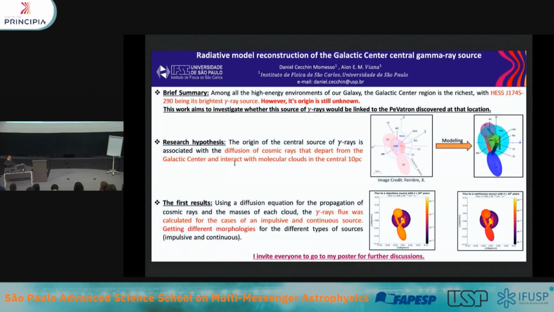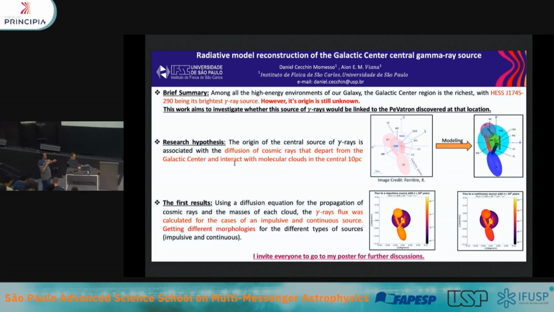So, to do this, my research hypothesis is that the origin of the central source of the gamma rays is associated with the diffusion of the cosmic rays that depart from the galaxy center and interact with molecular clouds in the central 10 parsecs. So, basically, to implement this hypothesis, I got a 3D model of a molecular cloud from the Ferrieri paper. I replicated this model, and the first result that I obtained is using the diffusion equation for the propagation of the cosmic rays and the masses of the hydrogen from this paper, Ferrieri 2.